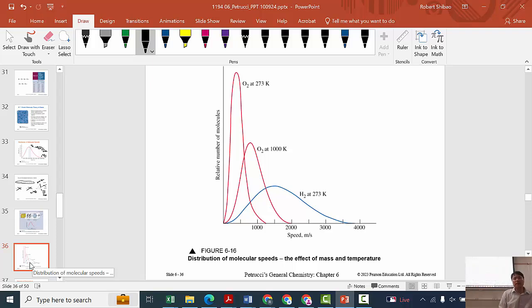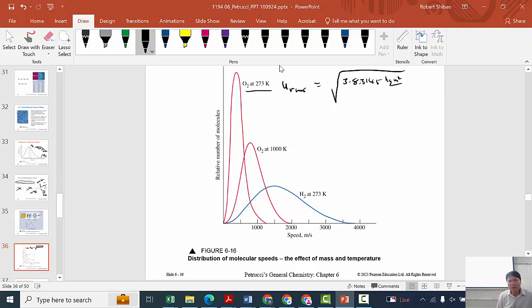So the RMS speed calculation is not so difficult. If we want to calculate u RMS for oxygen at 273, then we'll take the square root of 3 times R, 8.3145. Except in this case, I'm going to use the units kilograms meter squared per second squared for joules. So that's joules per mole Kelvin. And then the temperature here is 273 Kelvin.